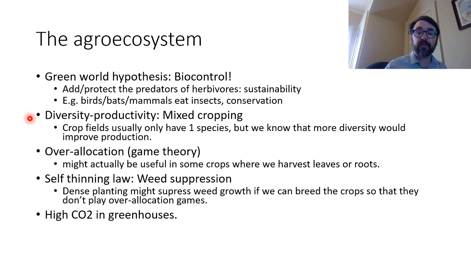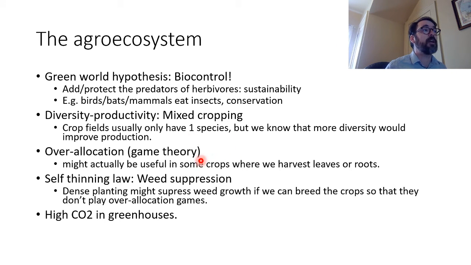The diversity-productivity relationship made students often think about mixed cropping, right? Crop fields usually have one species, but we know that diversity might increase production. And actually, agriculture people have known this for a long time too. And then my understanding is the primary limitation here is an engineering one. It's hard to build a machine that can harvest soybeans and corn and tomatoes from the same field, even if that might be better.